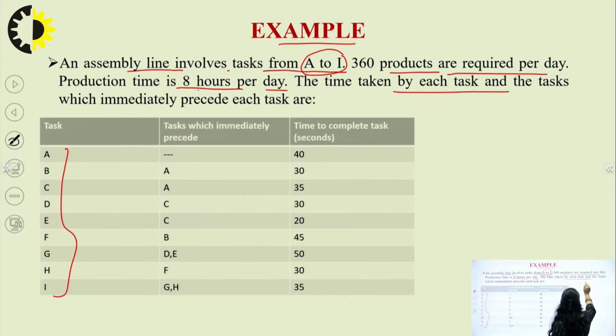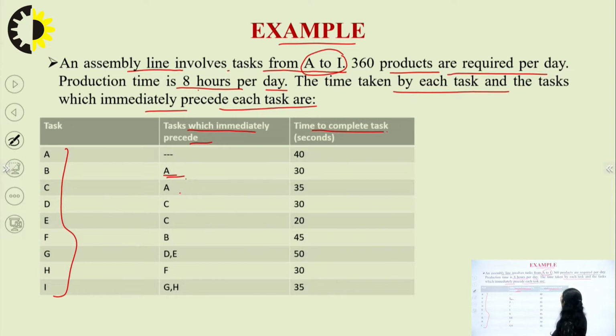The time taken by each task and the tasks which immediately precede each task are given to us. Okay. So, here we can see the tasks that are involved, and the tasks which immediately precede them. We can see no task is preceding A, which means our precedence diagram will start from A. Now, the predecessor of B is A, for C it is A, for D it is C. In this way we can draw the precedence diagram.